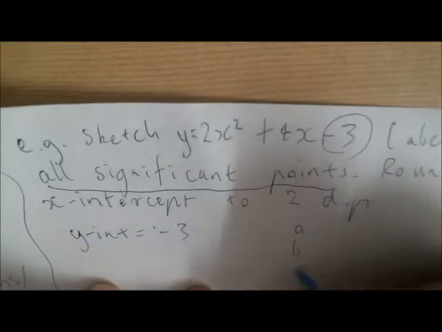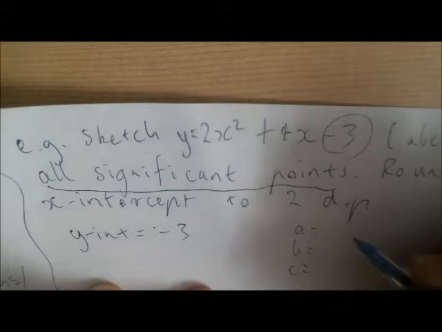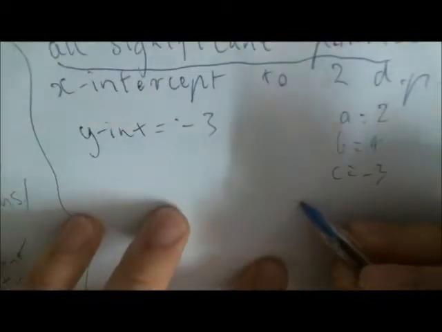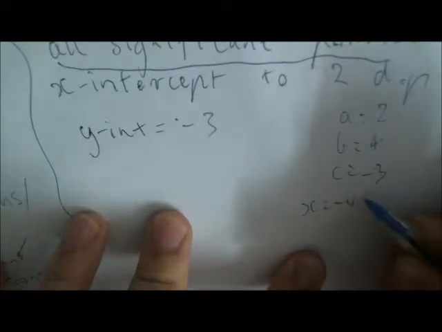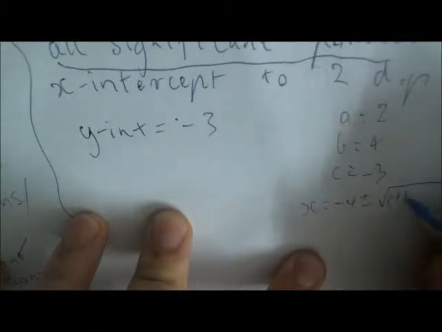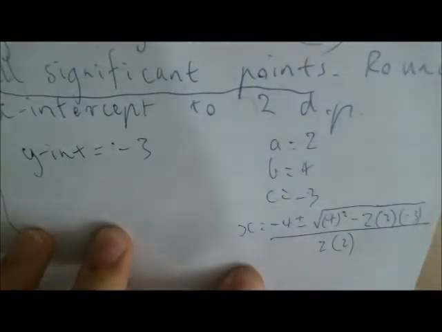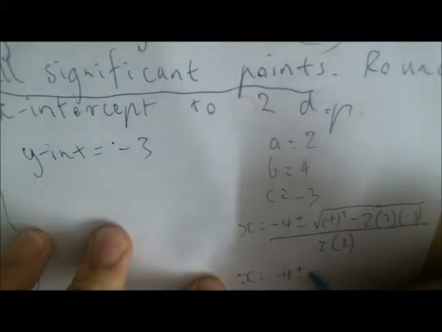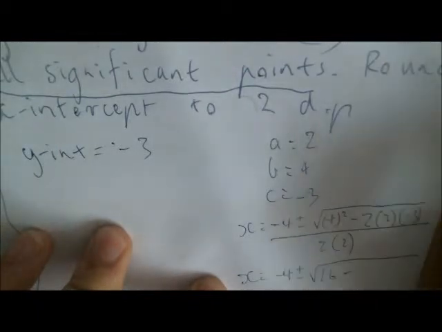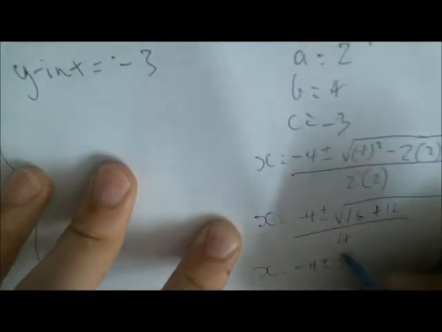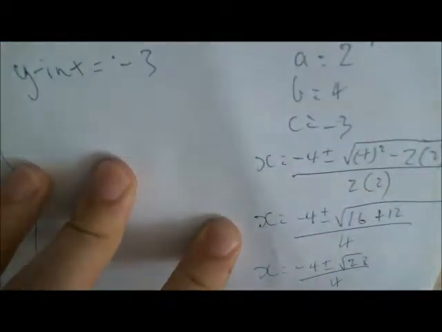Next thing is we're going to use the quadratic formula. We have a is 2, b is 4, c is negative 3. I'm going to substitute. So x-intercepts will be -4 plus or minus the square root of 4 squared minus 4 times 2 times -3, over 2 times 2. So this will be -4 plus or minus the square root of 16 minus -3 times -2 is 6, positive 6 times positive 2 is positive 12, over 4. X will be -4 plus or minus the square root of 28 over 4. Alright.